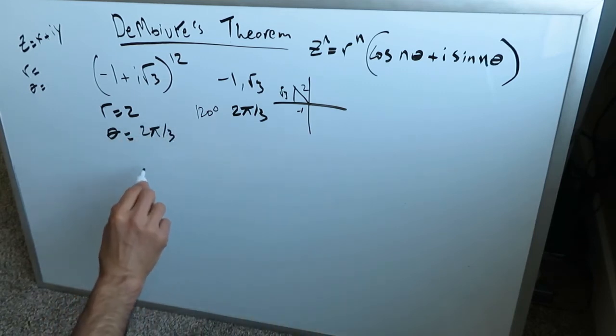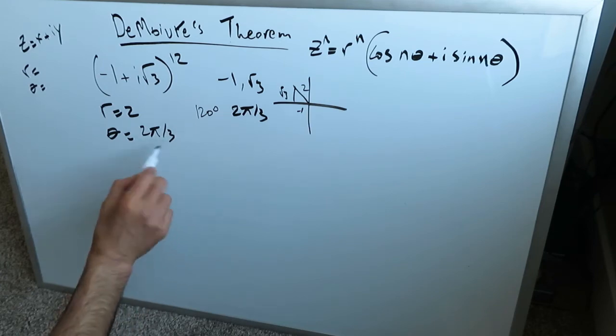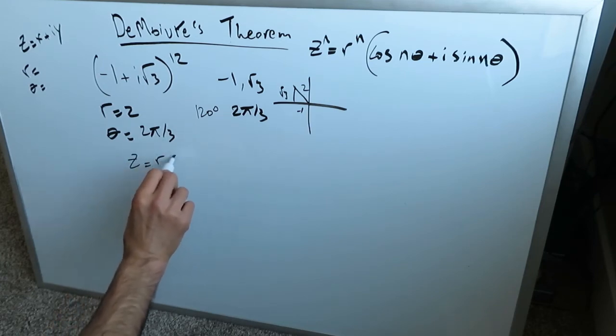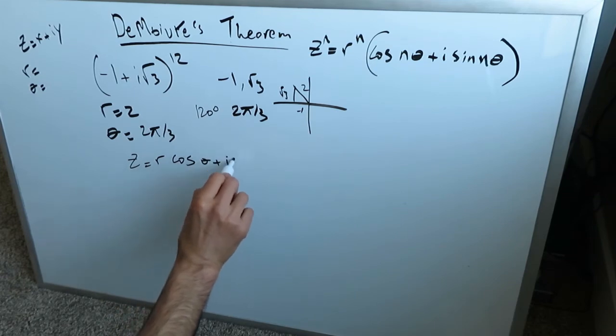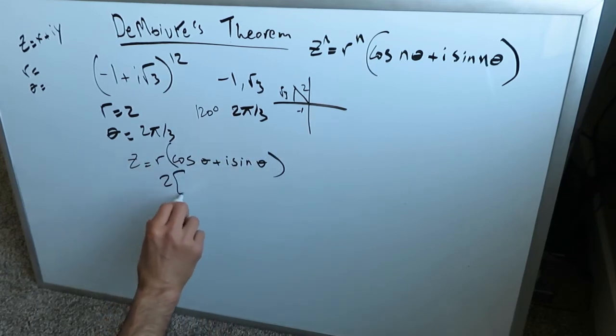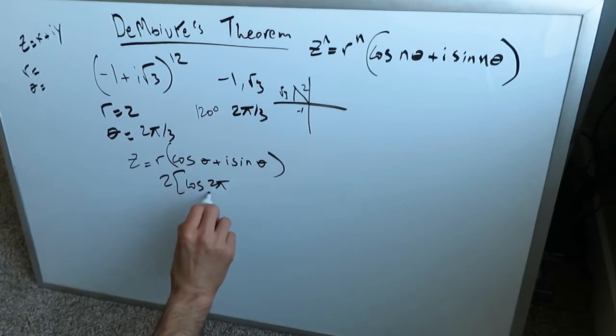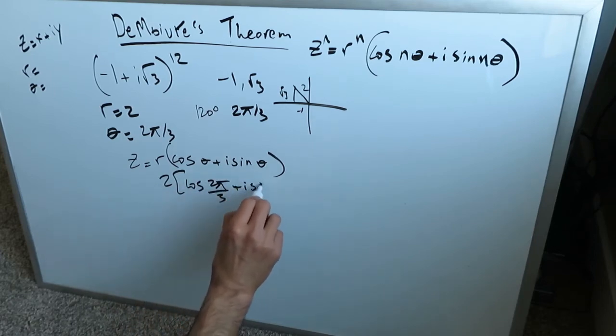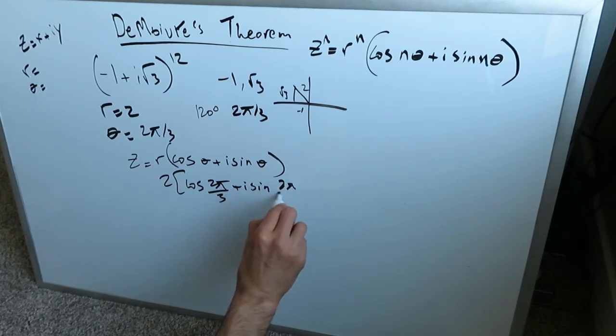Okay, let's write this in its trigonometric form. The polar form, which is always z is equal to r cosine theta plus I sine theta. And you know what our value over here is, 2. And we know the angle is 2 pi over 3, which is 120, so cosine 120 plus I sine 120.